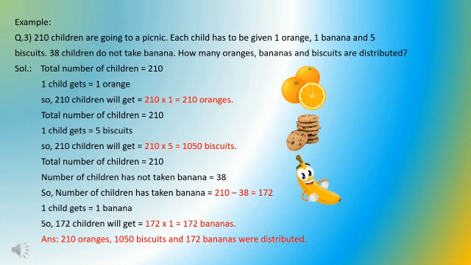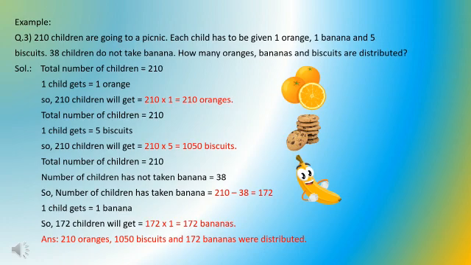Solution. Total number of children equals to 210. One child gets one orange. Therefore, 210 children will get 210 multiplied by 1 equals to 210 oranges. And one child gets 5 biscuits. So, 210 children will get 210 multiplied by 5 equals to 1050 biscuits. And number of children who have not taken banana equals to 38.